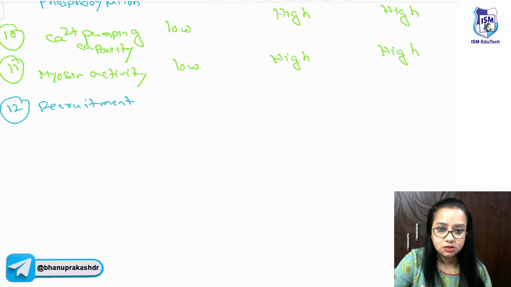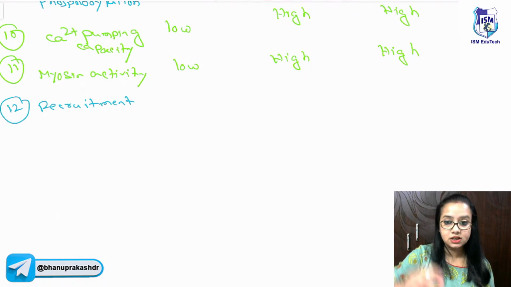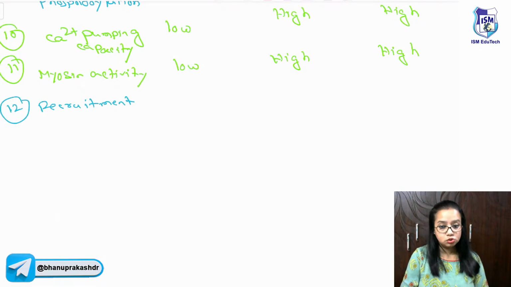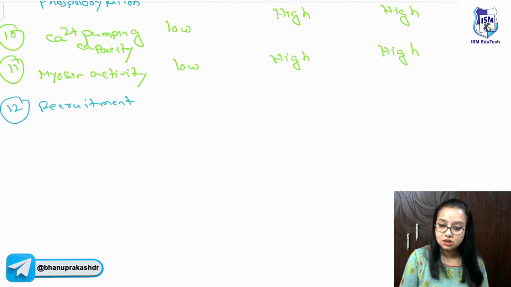For now, you just remember the meaning of recruitment means whenever there is any stimulation from the nerve that comes to the muscle, because each and every muscle is innervated by a nerve fiber. So, when the stimulation comes from the nerve to the muscle, which muscle gets the wave of contraction faster? That is called recruitment. It is getting recruited. Okay.